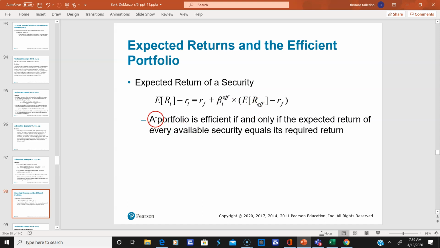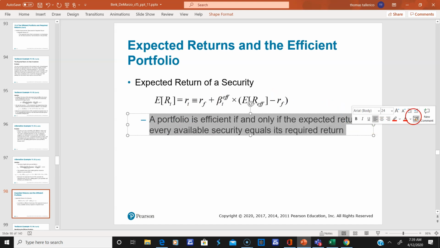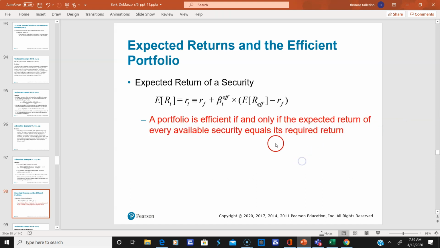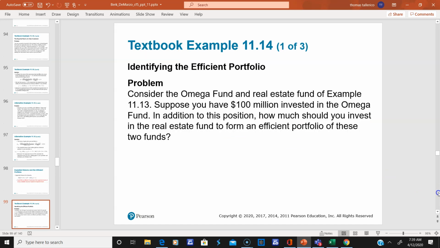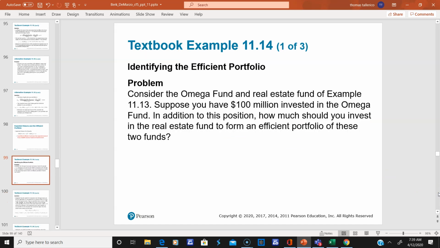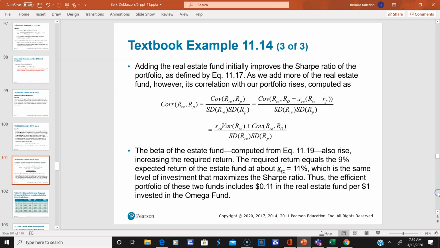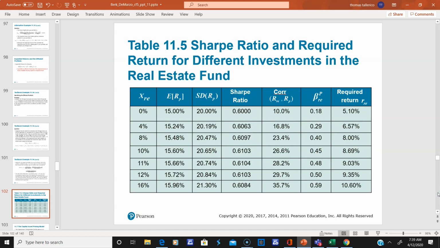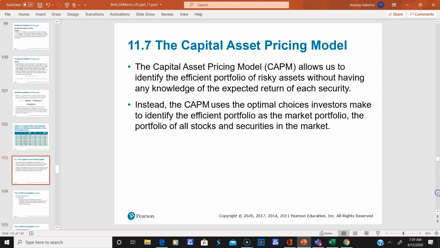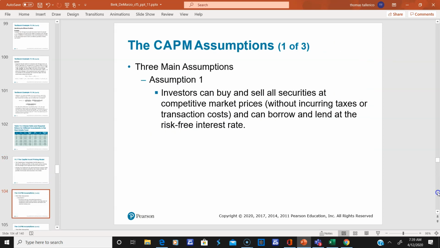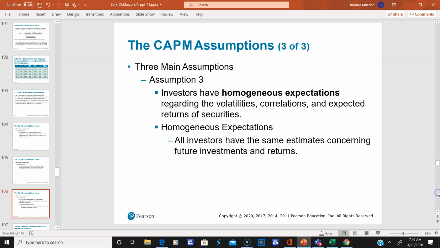The important point that they're trying to make here is that a portfolio is efficient if and only if the expected return of every available security equals its required return. So here's the capital asset pricing model, and this is really what you've got to worry about.